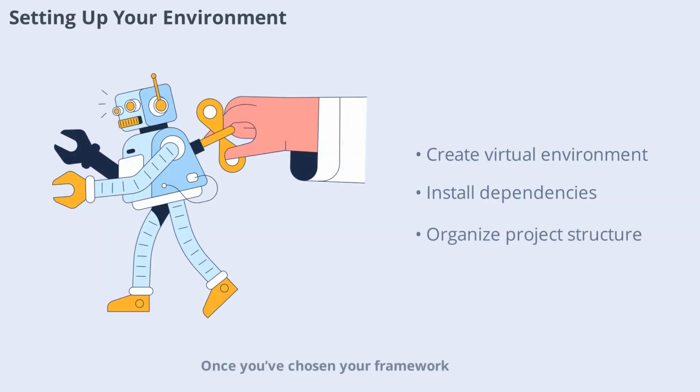So you've chosen your framework, it's time to set up your development environment. This typically involves creating a virtual environment, installing necessary libraries, and configuring your project structure. Using tools like pip or conda, you can manage dependencies efficiently. Setting up a clean environment ensures that your API runs smoothly and avoids conflicts between different packages. This step is essential for both development and future maintenance.